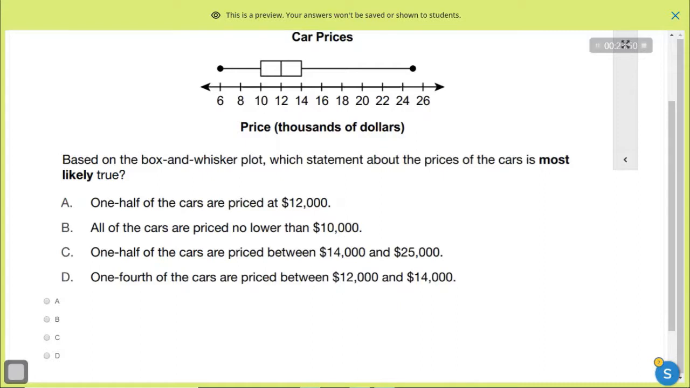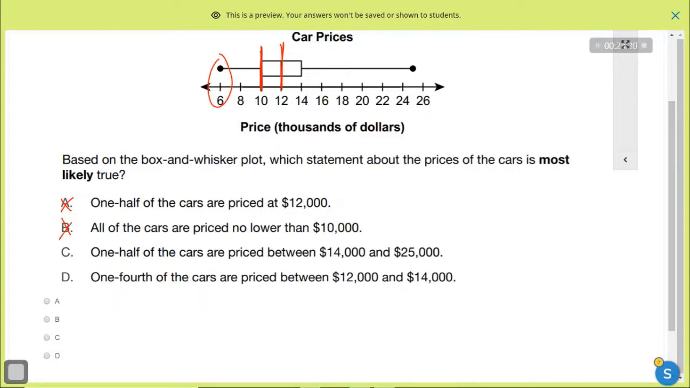A, 1/2 of the cars are priced at $12,000. That's not true. It's not 1/2. A box-and-whisker plot shows us where the half line is, but that means half are priced at $12,000 or less, and half are priced at $12,000 or more. So it's not that 1/2 are priced at $12,000. That one is wrong. So it could be B, all of the cars are priced no lower than $10,000. Well, here's $10,000. 25% of them are at $10,000 or lower. In fact, we know there's at least one car at $6,000. So that is not true either.